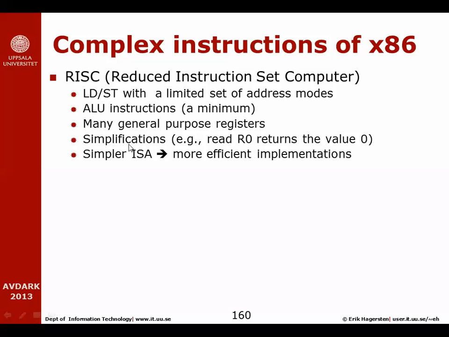And there also came a lot of simplification. For example, instead of introducing a special instruction for when you needed the constant 0, by convention these RISC proposals said that whenever you try to read register 0, we're always going to return the value 0 to you. Just some minor simplifications in the instruction set. But the net result was a very simple, clean instruction set. So you could implement these kinds of instruction sets very efficiently with few transistors, and that was important back in those days.